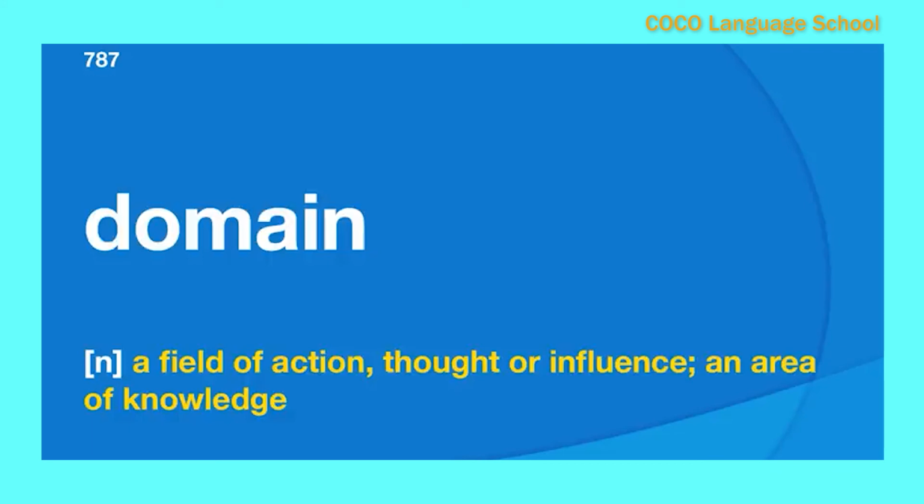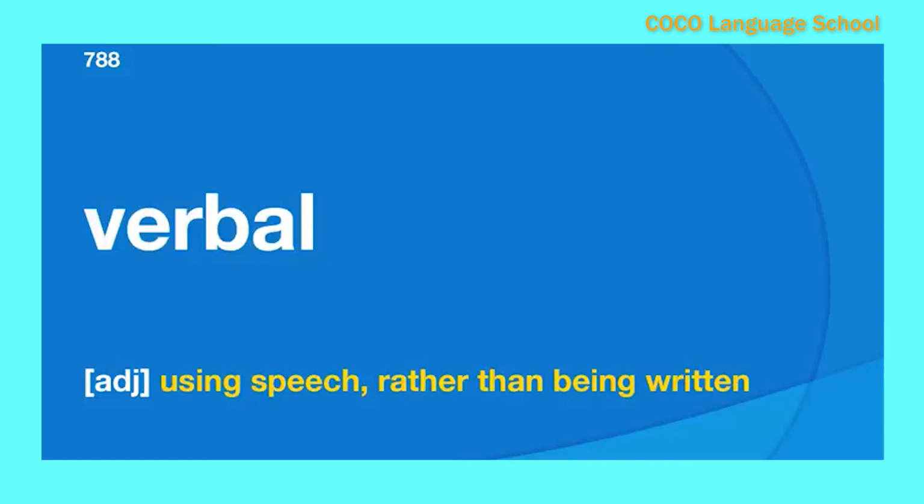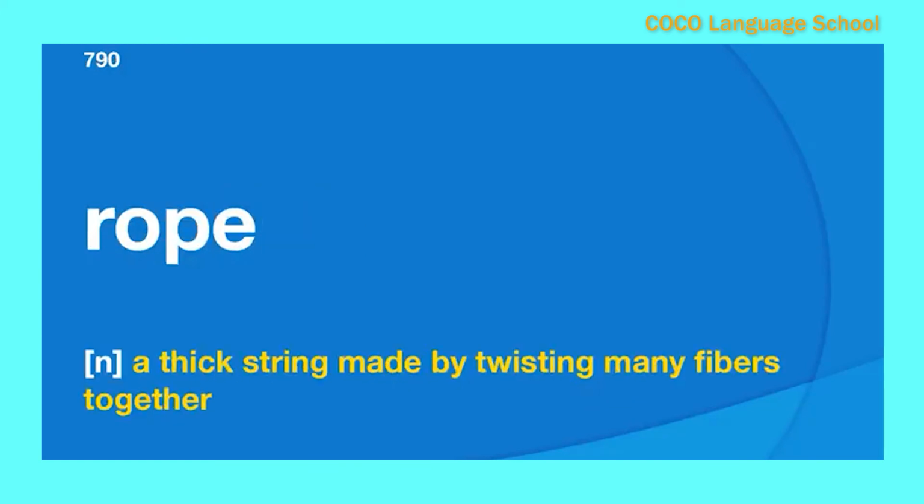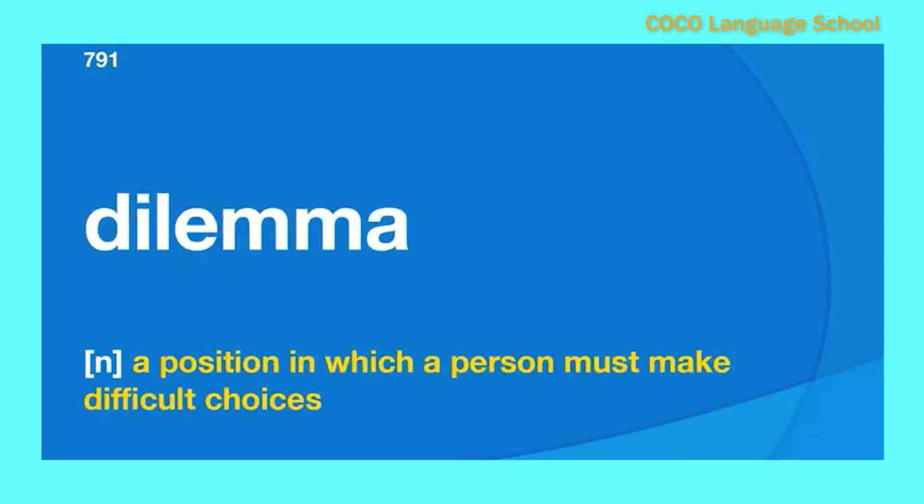A field of action, thought or influence, an area of knowledge. Domain. Using speech, rather than being written. Verbal. Definite, clearly stated, specific. Explicit. A thick string made by twisting many fibers together. Rope. A position in which a person must make difficult choices. Dilemma.